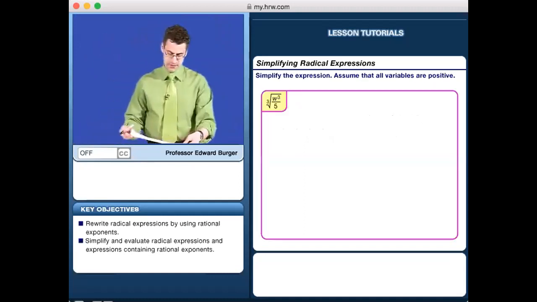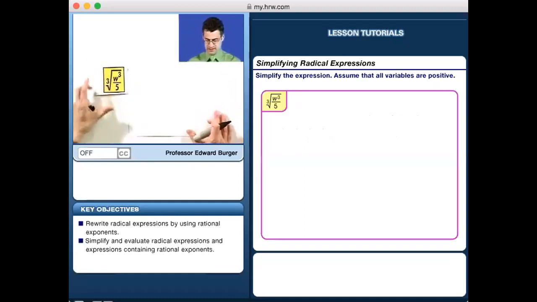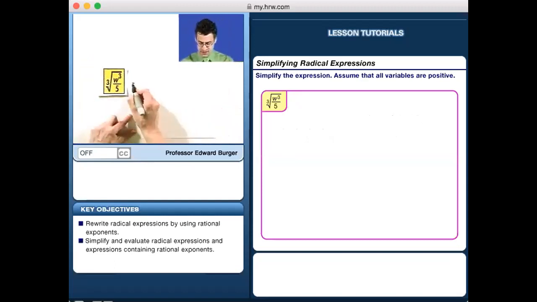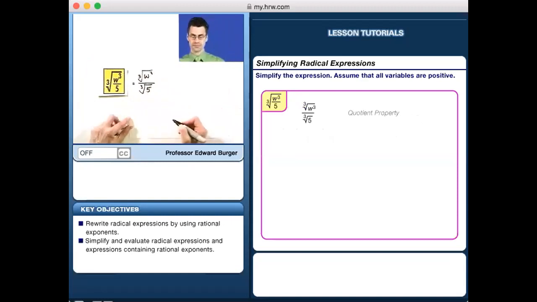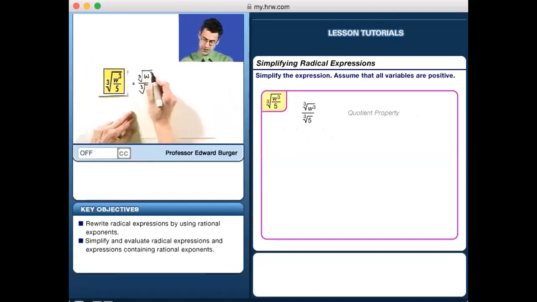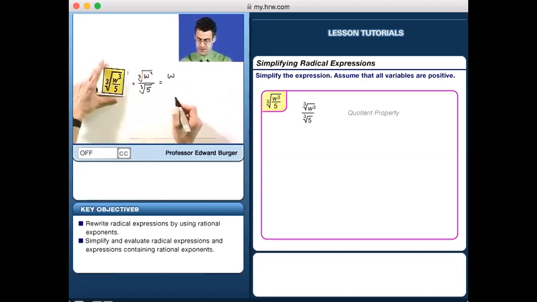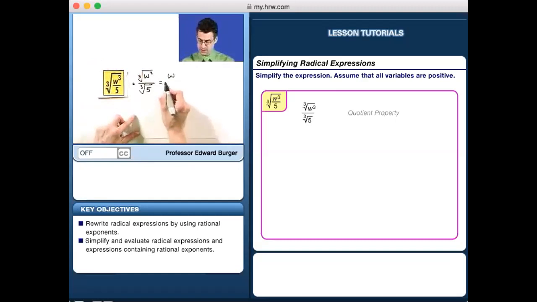Here we go. Let's simplify this. Well, the first property of roots that I can use is that I can write this as taking the root of the numerator, the third root in this case, and divide that by the third root of the denominator. Well, here I'm taking the third root of w cubed, and so that's just w. Why? Because w cubed is w cubed, so that is exactly what I want. Divided by the cube root of 5.